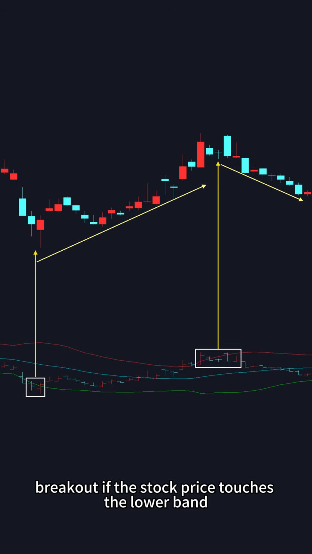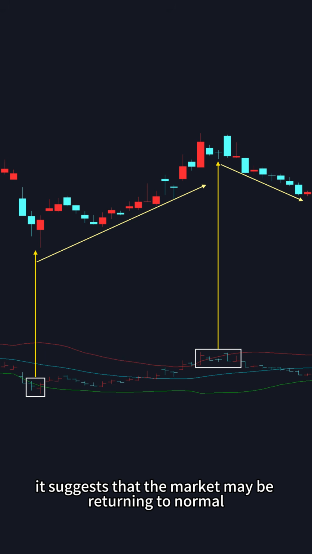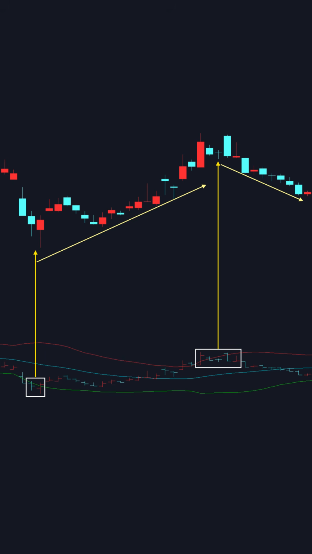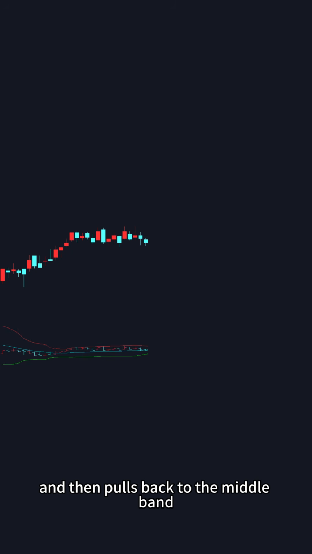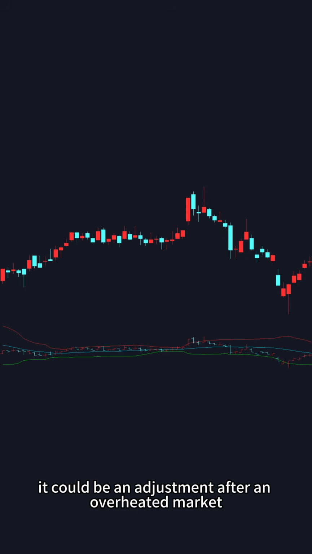If the stock price touches the lower band and then rebounds to the middle band, it suggests that the market may be returning to normal volatility levels. Conversely, if the price breaks through the upper band and then pulls back to the middle band, it could be an adjustment after an overheated market.